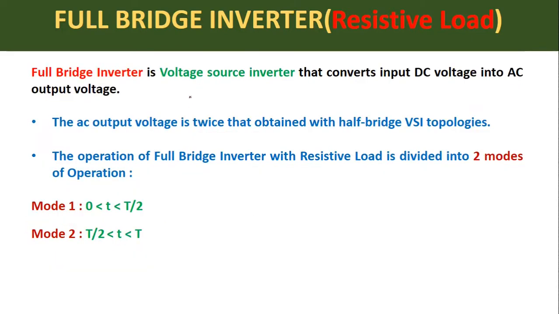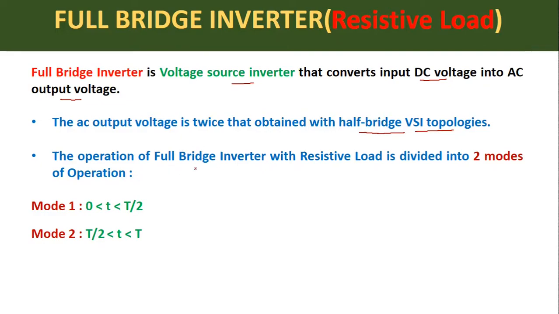Full bridge inverter is a voltage source inverter. What is voltage source inverter? Whenever we keep the input voltage constant or maintain the input voltage constant, then that type of inverter is called as voltage source inverter. Therefore, full bridge inverter is a voltage source inverter that converts input DC voltage into AC output voltage, and the AC output voltage is twice that of obtained with half bridge voltage source inverter topologies.